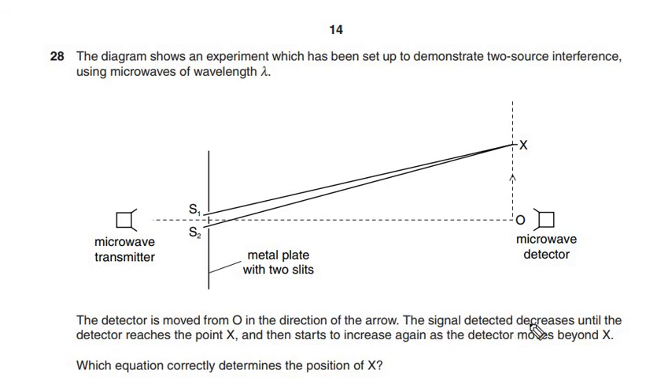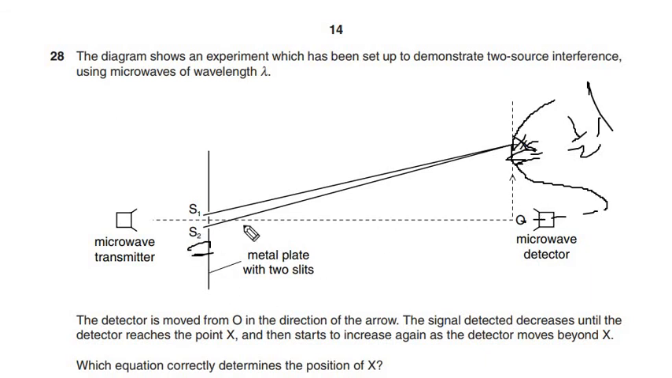The signal detected decreases until it reaches point X and then starts to increase again. So which means what? X is actually a minima. So O is a maxima and then X is a minima and then it starts increasing again. So when would you get the first minima? When the path difference is how much? Half lambda. So path difference between what?